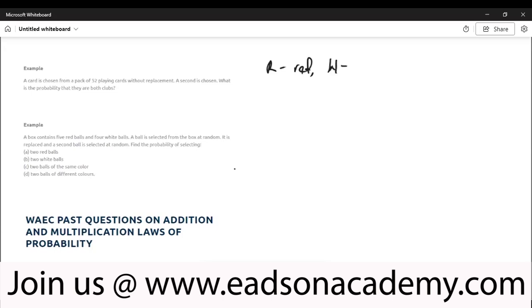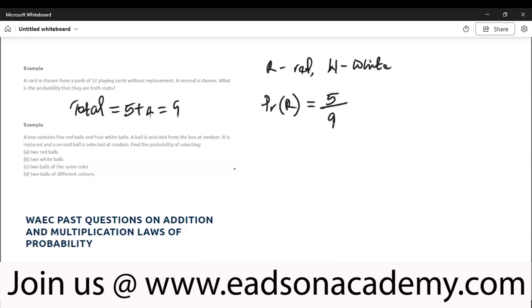Now let's use R to represent red, and what is the other color there? White. Let's use W to represent it. Now the question says a ball is selected at random. The probability that that ball is red will be the number of red. How many red do we have? We have 5 red, over the total number of balls in the box. How many balls altogether? The total number will be 5 red plus 4 white, so the total is 9. And the probability of picking a ball that happens to be red, therefore, is 5 over 9.